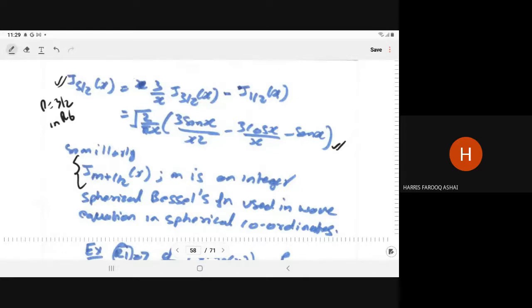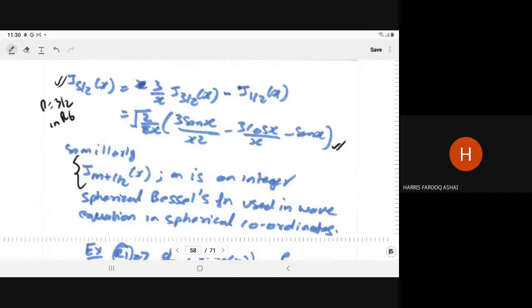Generally this is known as the spherical Bessel function, used in the wave equation in the spherical coordinate system. If we have the spherical coordinate system, there we have the wave equation, and in that you will find this type of function.